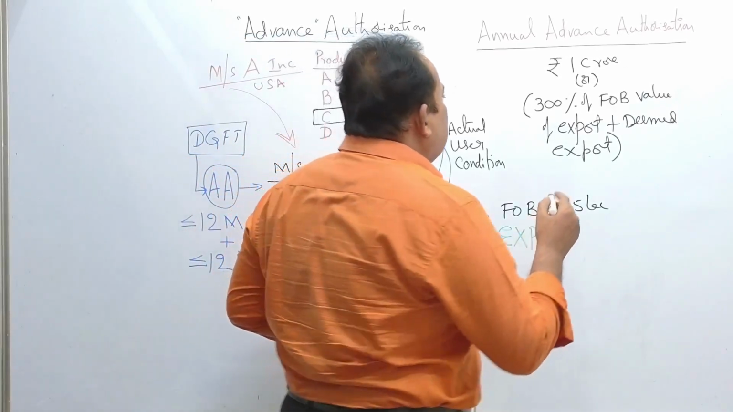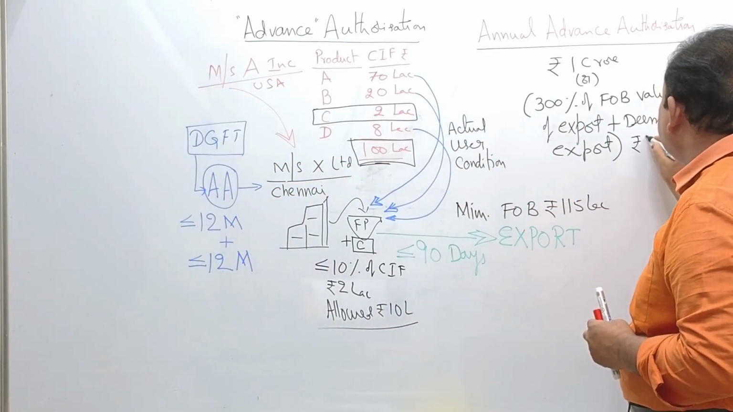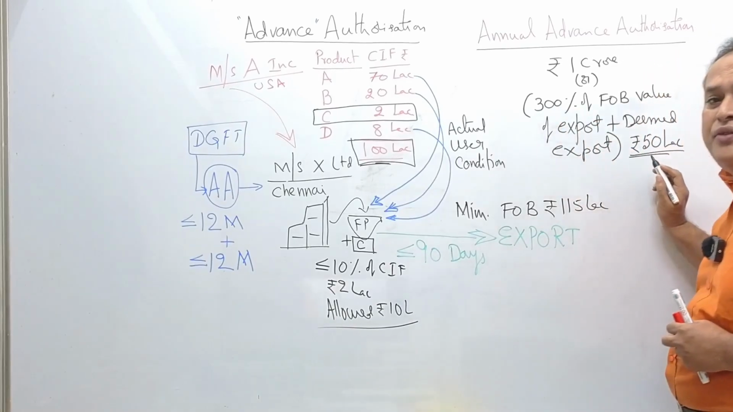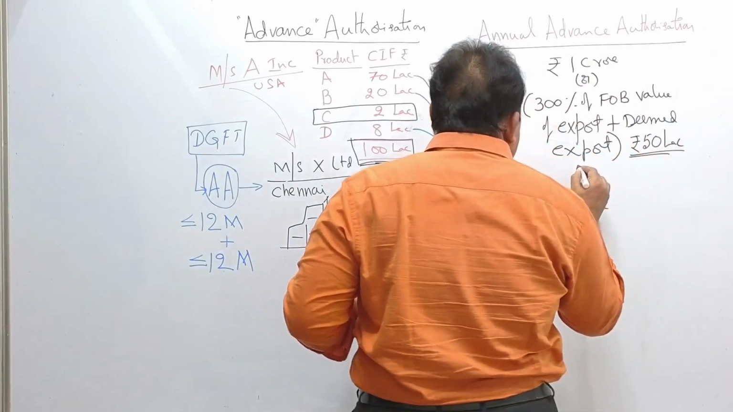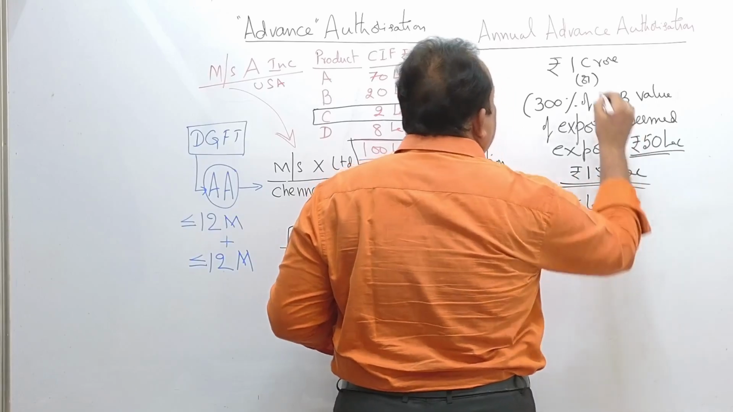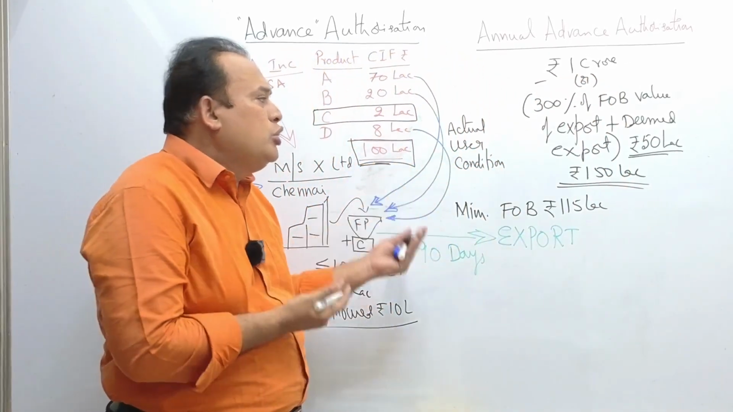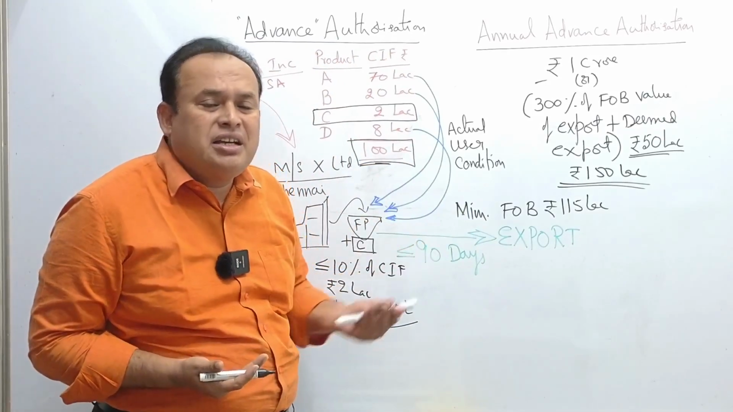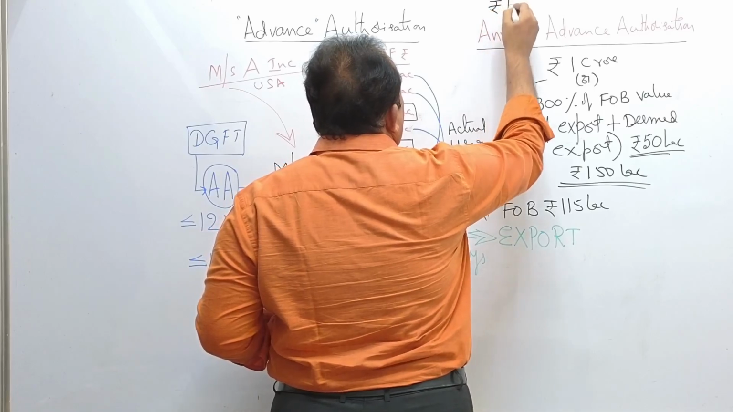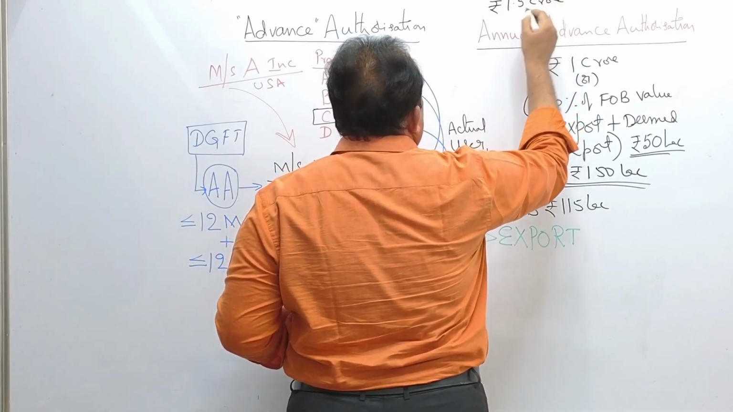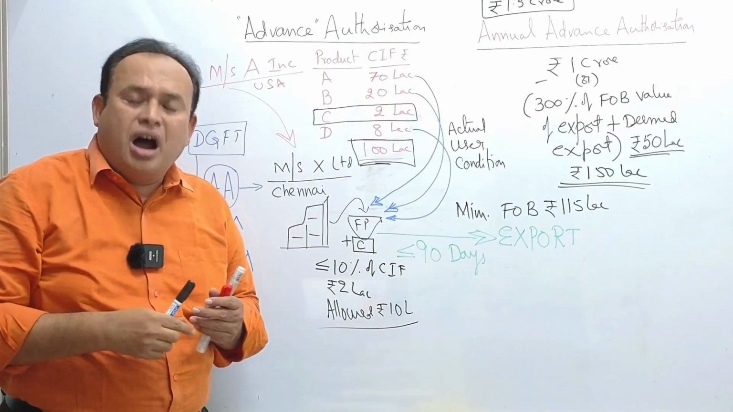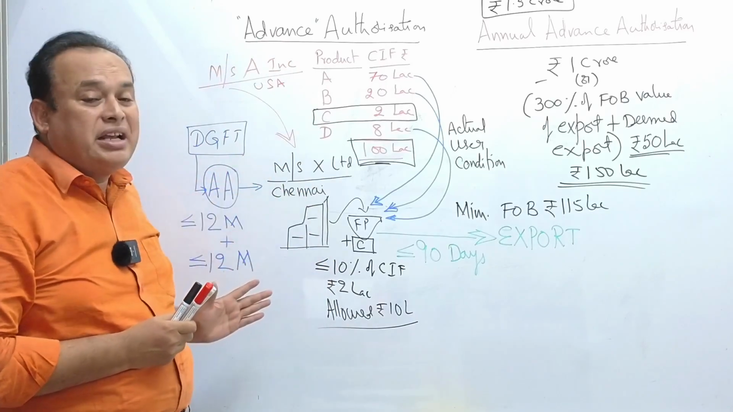So, assume a scenario, this particular value is, let us say, 50 lakhs. 300% of 50 lakhs, how much comes? 150 lakhs. So, 1 crore or 1.5 crore, whichever is higher. Which is higher? 1.5 crore. Therefore, advance authorization on an annual basis permissible to them is rupees 1.5 crore. Up to that amount, duty is not required to be paid on account of import under the advance authorization throughout the financial year.